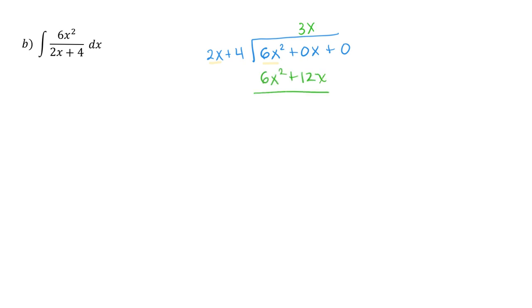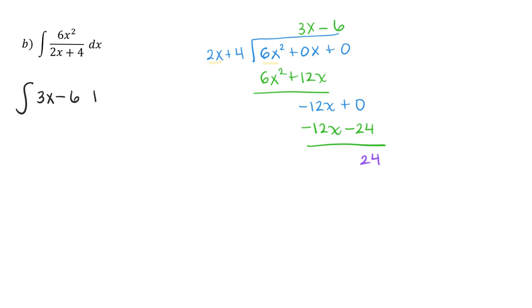And then subtract down. So 0 minus 12x. Okay, to get negative 12x, I multiply 2x by negative 6. And then remember to subtract down. So negative 12x plus 12x is 0. 0 plus 24 is 24. Okay, and then my goal was to rewrite this as a mixed polynomial. So I get 3x minus 6 plus 24 over 2x plus 4.